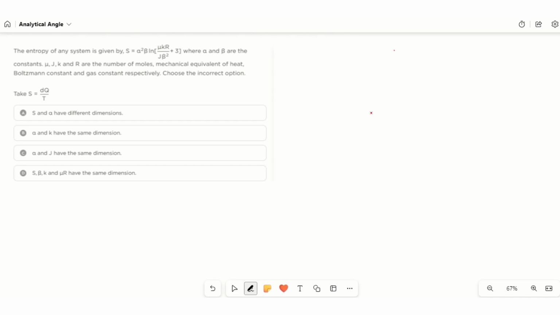In this video, we are going to take up a problem from JEE Main 2021. This is an awesome problem from the chapter Units and Dimensions. Let's start solving it. So it's given that the entropy of a system is given by this formula: S is equal to alpha square beta natural log of this, where alpha and beta are the constants.